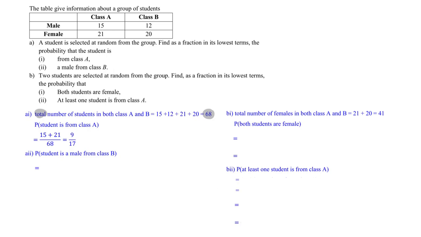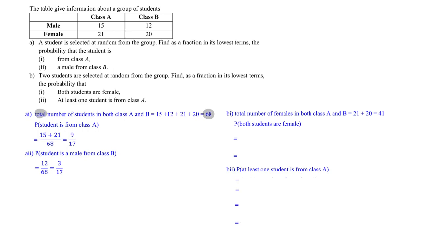Find the probability that a male from class B is chosen. How many males are there in class B? 12. And therefore this answer will simply be 12/68, 3/16 in its lowest terms, simplest form. And that is for part A.